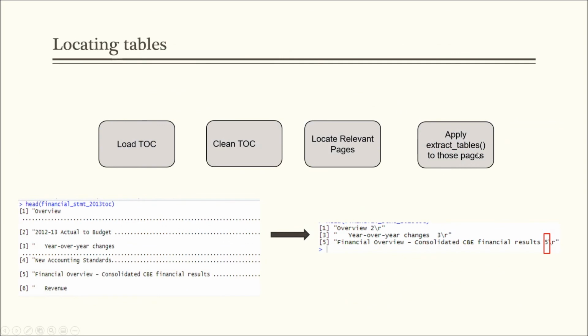Don't apply the extract tables function on the entire PDF, because the runtime complexity would be quite high if the PDF is quite long. So generally speaking, just load the table of contents, clean the table of contents to remove all the periods, locate the relevant pages, and then apply the extract tables function on that. Once you have extracted the relevant tables, you can write a function depending on how each table ends up being imported into R by the extract tables function. You can just pass that table to a custom function that you write to clean up all the relevant data that you need, and put it into a final data frame.